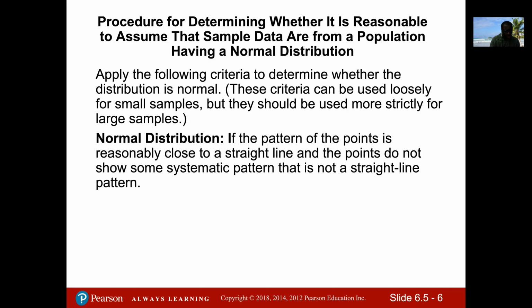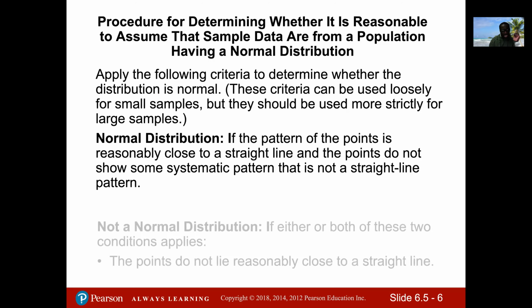In other words, if you want to show that the QQ plot is normal, the requirement is that the points, that is your X and Y points, where the Y values are your z-scores and the X is your data, okay, are reasonably close to a straight line, and the points do not show a systematic pattern other than a straight line. Then we say that it is normally distributed, or your X is normally distributed, okay?